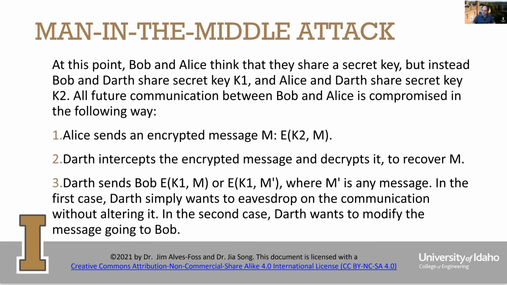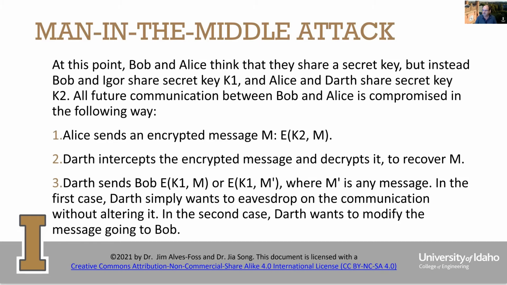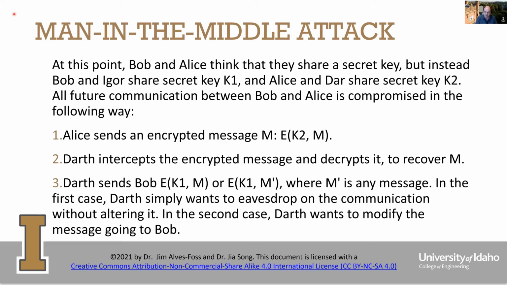And again, the names keep changing on these. Don't worry so much about it. Bob and Alice think they share a secret, but instead Bob and Darth or Igor share the secret key. Actually, I'm going to change that because I've been saying Igor. Okay, Bob and Igor share a secret key. Alice and Igor share a secret key. All future communication between Bob and Alice compromised.